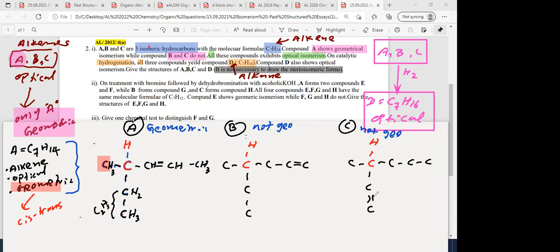So now all three are alkenes. All three are optically active, but B and C have no geometric isomers. Why? This side CH2, there are two equal groups. Here also there are two equal groups. That's right. So the others you can fill with hydrogen.